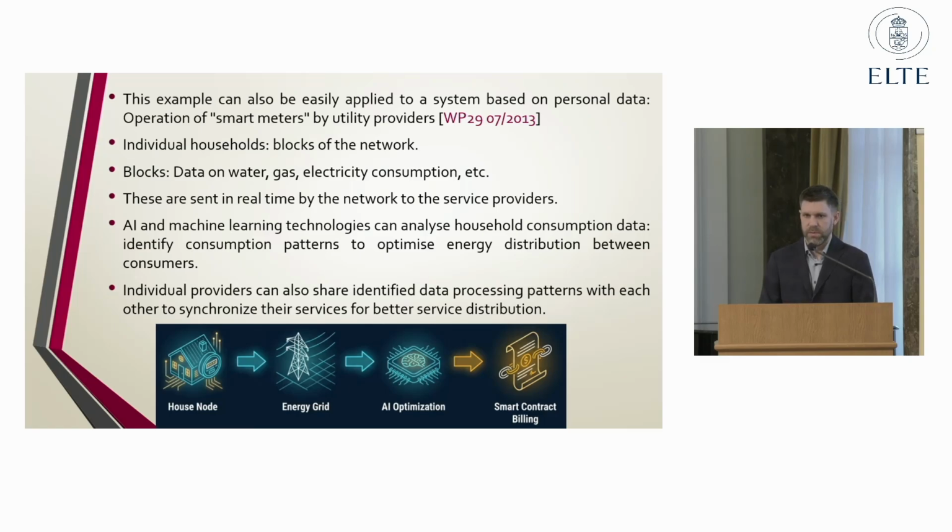For example, the operation of smart meters by utility providers. In this case, we can say that individual households can form a network. The individual households are the blocks in a blockchain-based network, and the data on water, gas, and electricity consumption can be recorded in the individual blocks about how the households use their consumption.